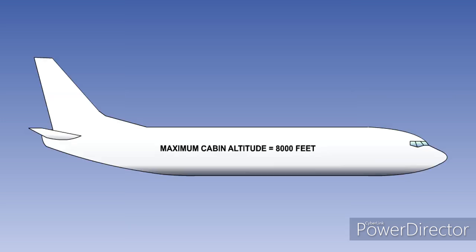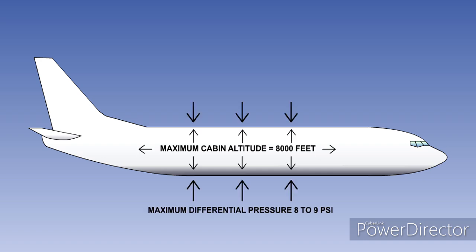That is the end of the lesson. You should now know that the maximum permitted cabin altitude is 8,000 feet, and that the normal maximum positive differential pressure is between 8 and 9 psi. You should understand that the aircraft's maximum operating altitude is dependent upon the maximum differential pressure, and given a barometric pressure table, you should be able to calculate this maximum altitude.